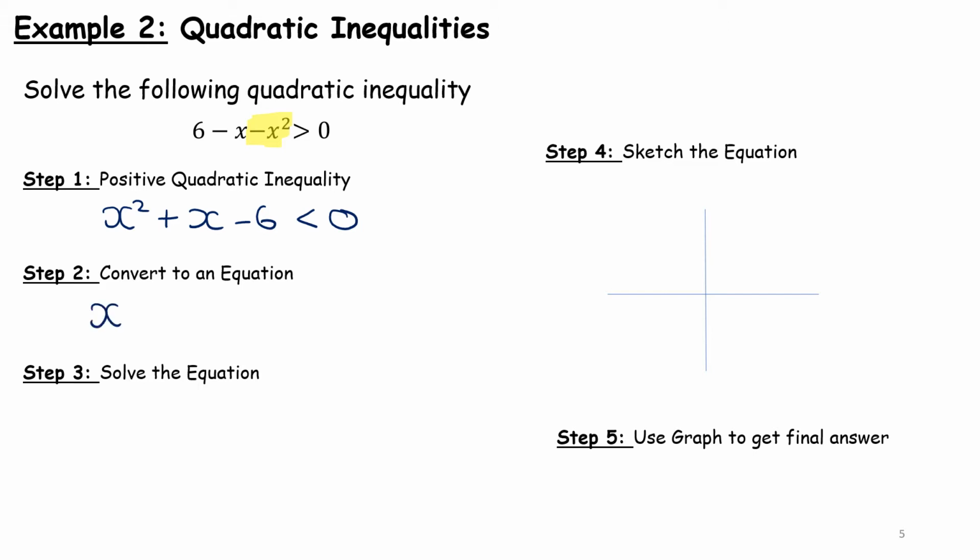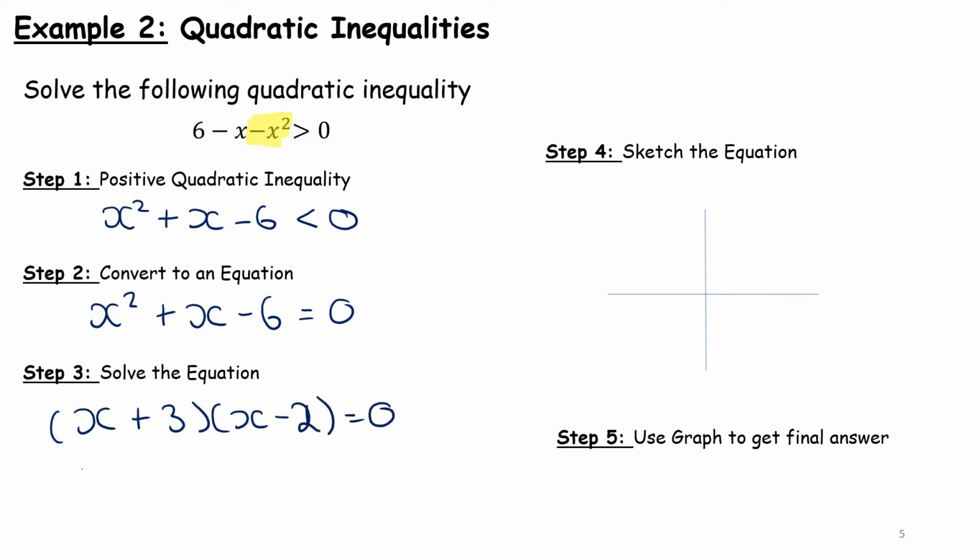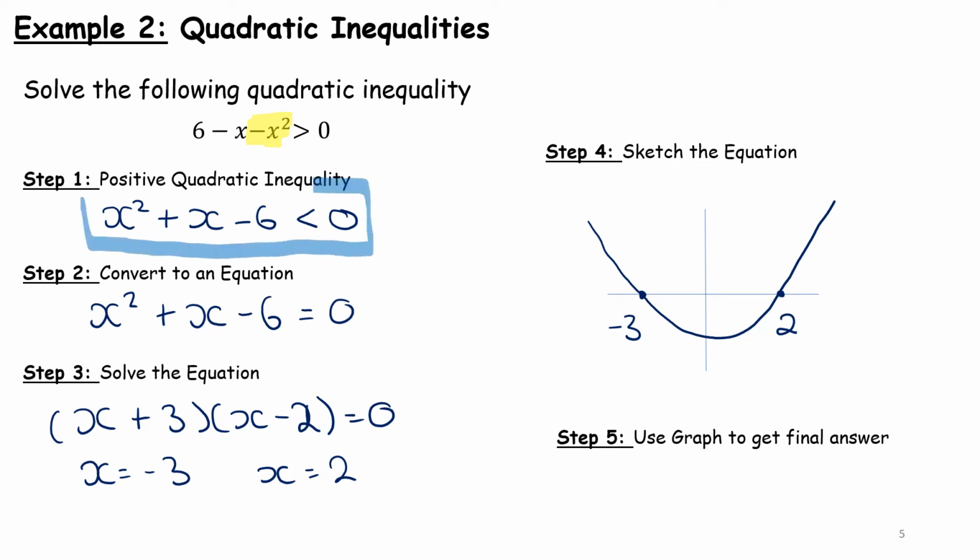Now we're going to convert to an equation, so that equals 0, and we're going to solve that. We get x plus 3 times x minus 2 equals 0, and that is x equals minus 3 and x equals 2. Step 4, we're going to sketch this out. Our two roots are negative 3 and positive 2. This is the last inequality that we had. So I'm going to go back to the last inequality, which is this one here.